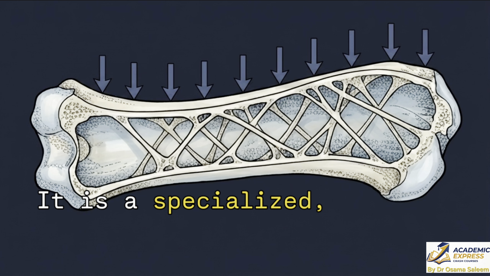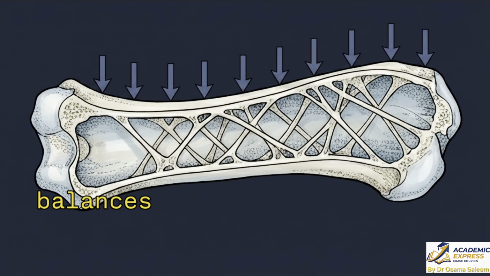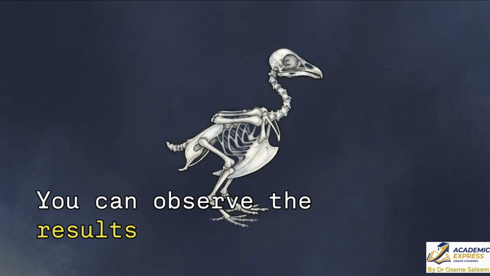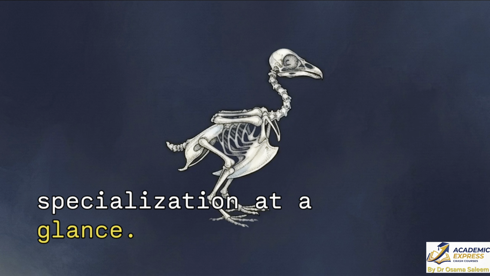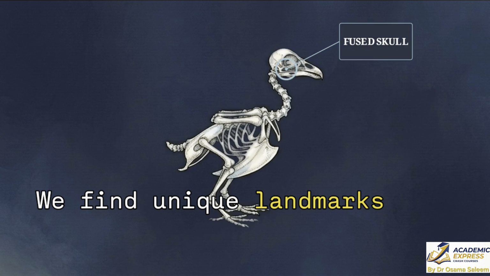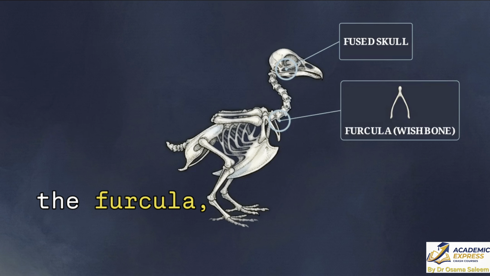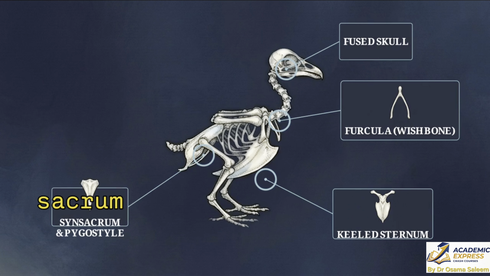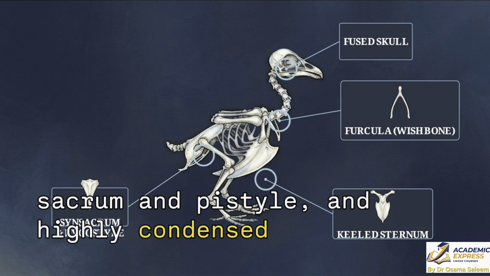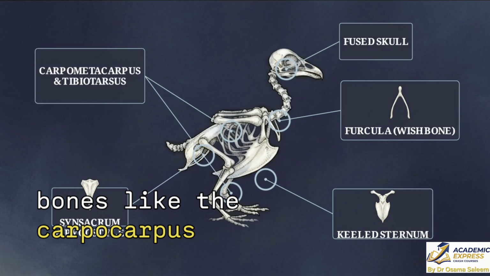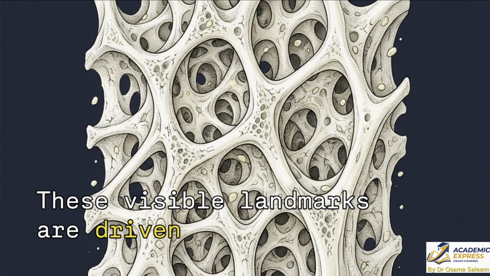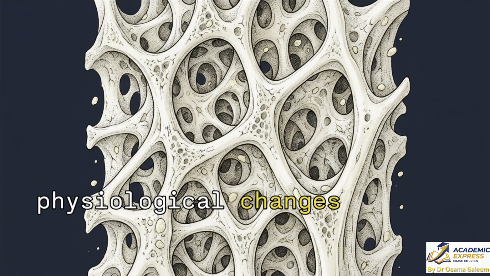It is a specialized, derived system that balances these two opposing mechanical demands. You can observe the results of this specialization at a glance. We find unique landmarks like the fused skull, the furcula, a massive keeled sternum, the fused synsacrum and pygostyle, and highly condensed limb bones like the carpometacarpus and tibiotarsus. These visible landmarks are driven by specific physiological changes occurring at the microscopic level.